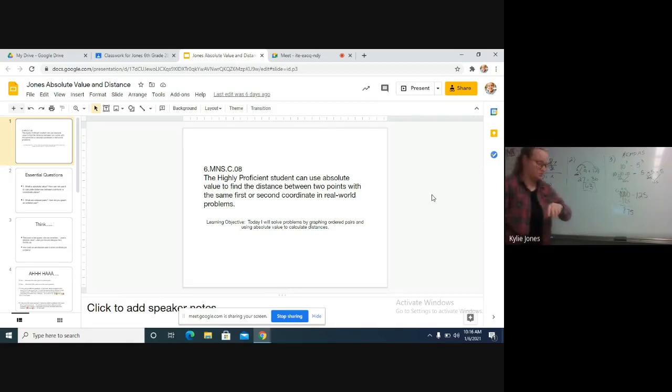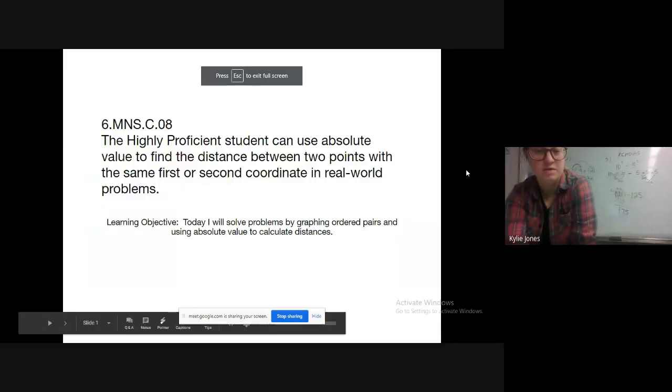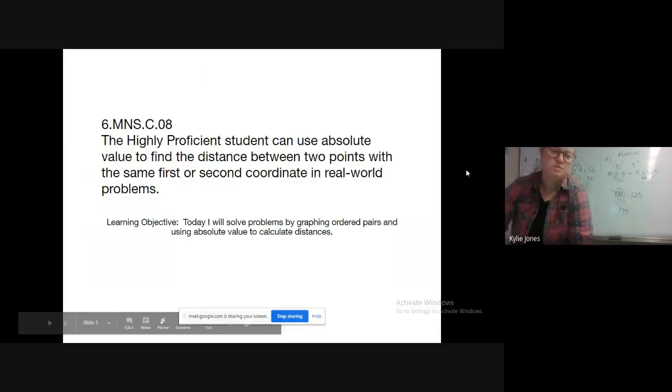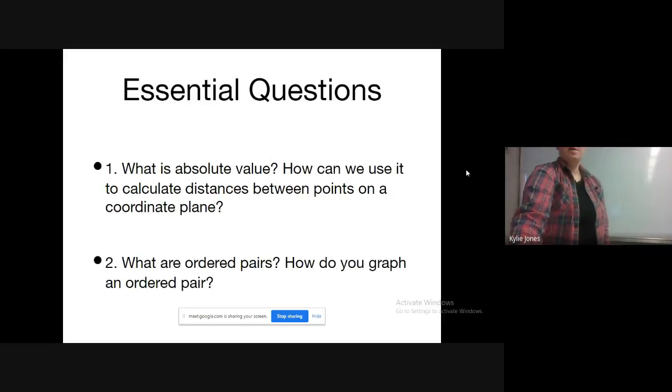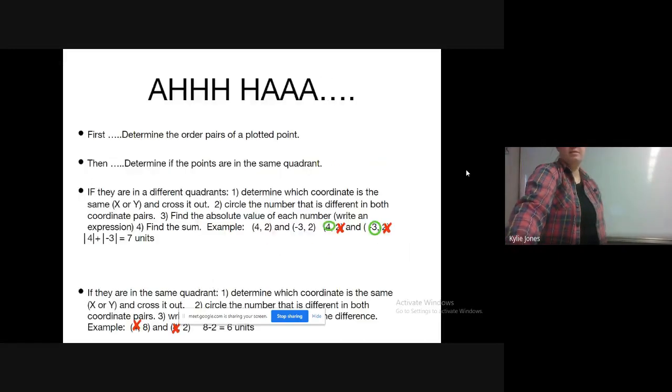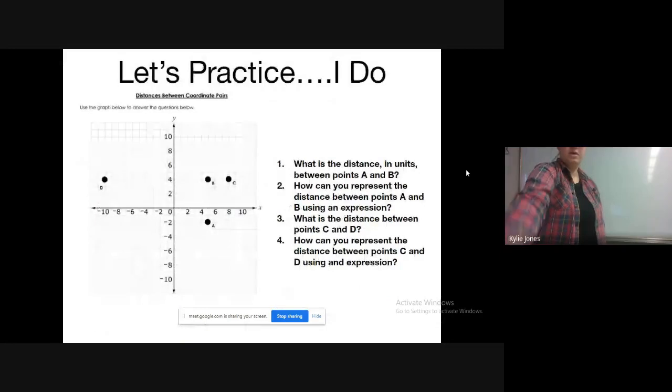Alrighty. So on this one, I'm going to go ahead and present it so that it's a little bit bigger. We're going to just talk about basically what we did yesterday, right? Finding the distance between 2 points on a coordinate plane. So we're going to use those graphs that we've been using to find the distance and use the absolute values like we have been for the past couple of days. Let me skip that and that and that. Okay, let's do some practice.